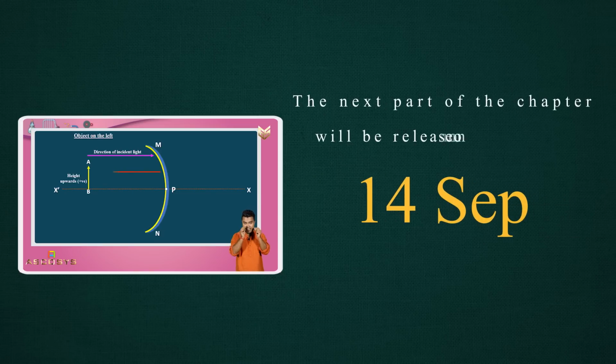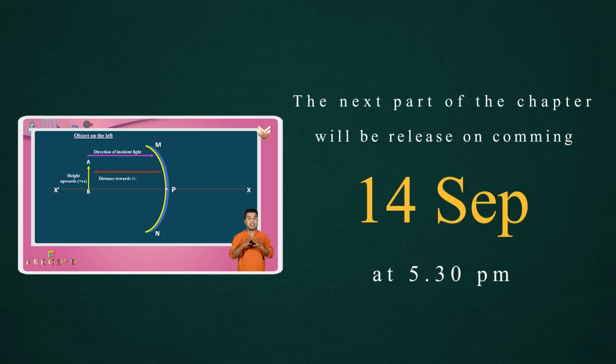Anything measured against the incident ray is taken as negative. It means the incident ray is coming in this direction and you are measuring in the opposite direction.